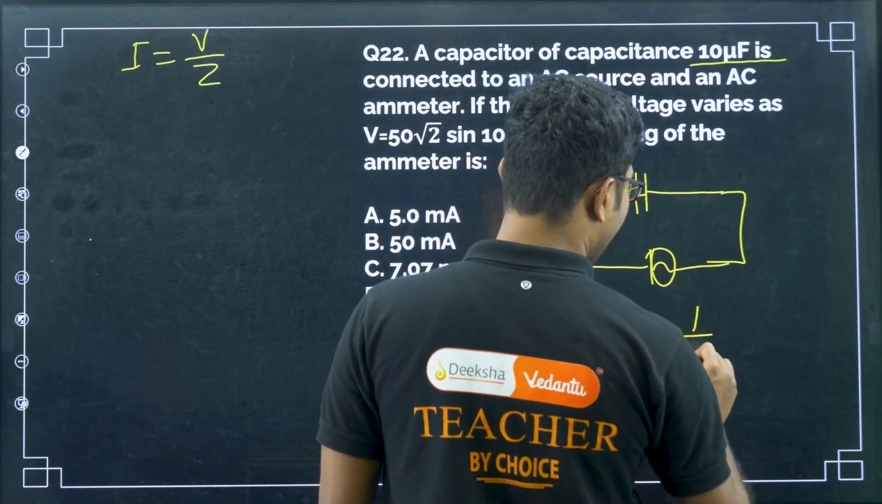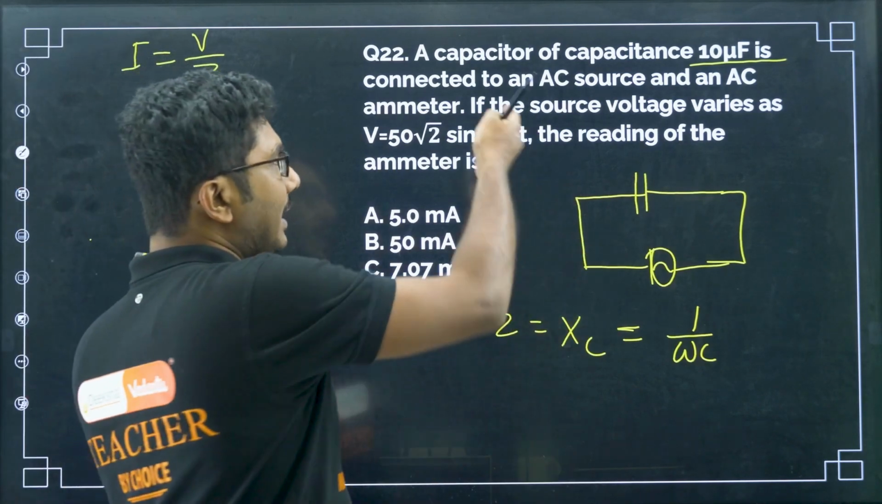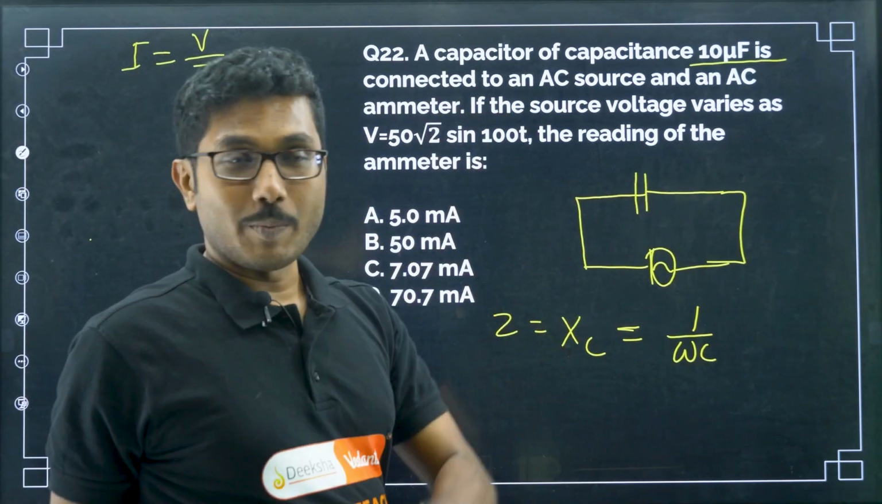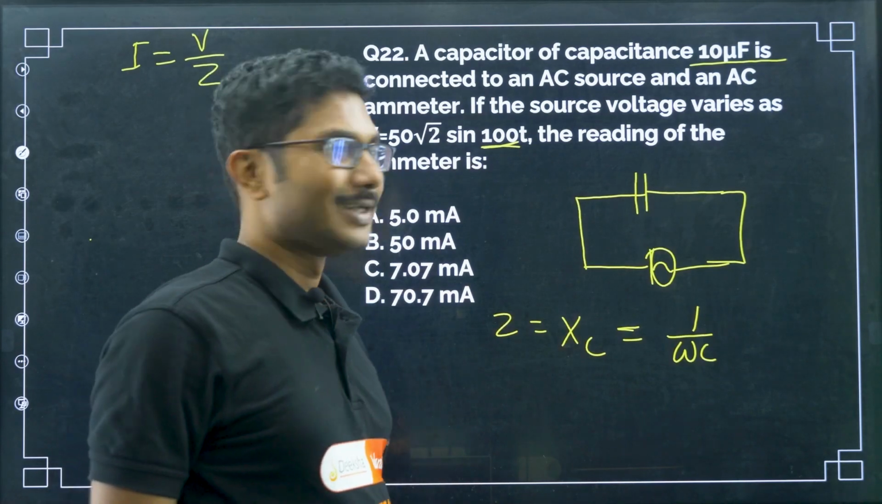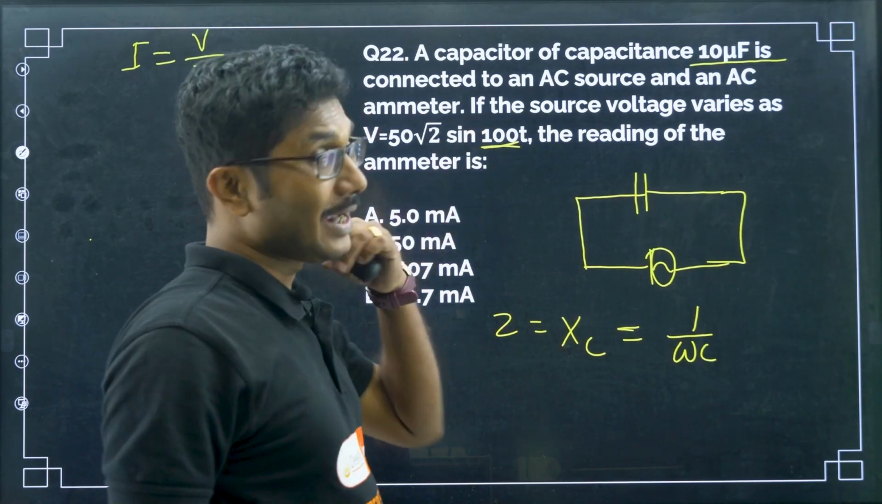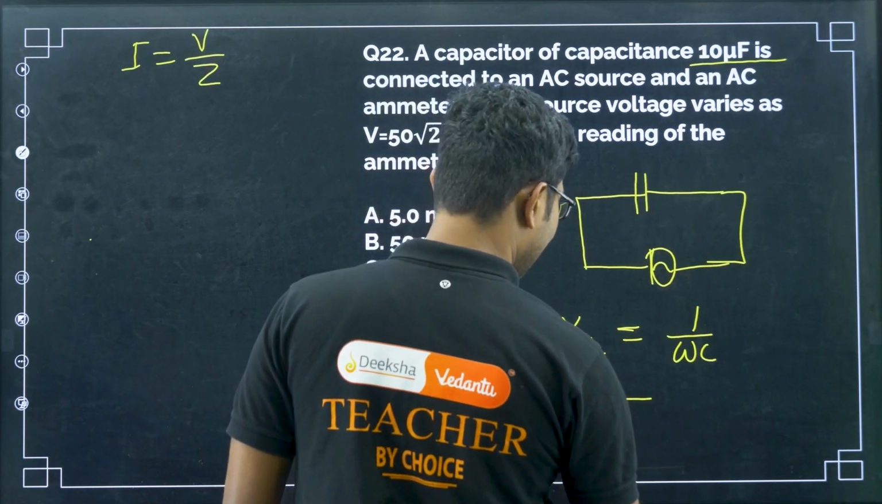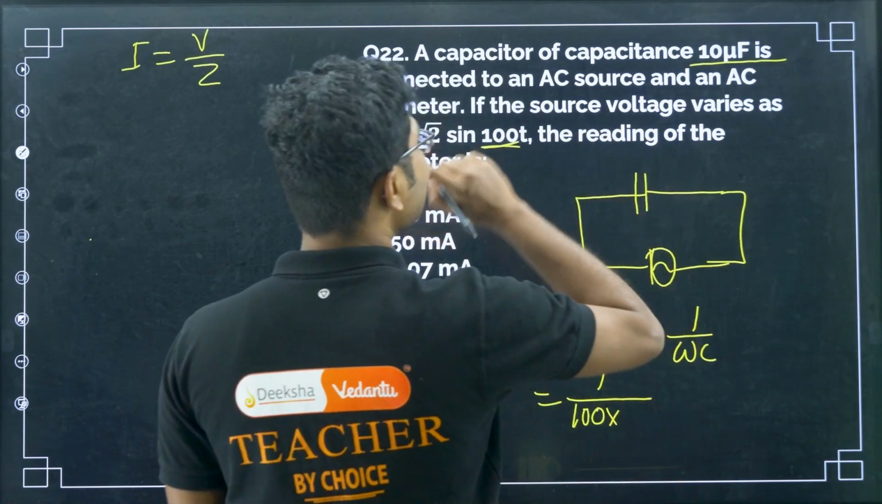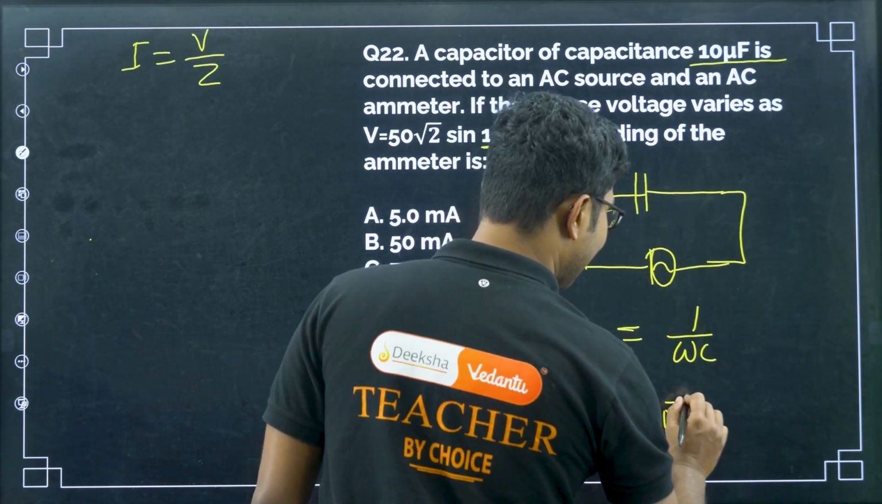XC is 1 by omega C, or 1 by 2 pi FC, but pi is not given, and 2 pi is not given. But they have given you this value, sin omega t. So, omega t means omega is 100, right. So, 1 by omega is 100, and what is C? C is 10 microfarad, 10 microfarad means 10 to the power of minus 6.